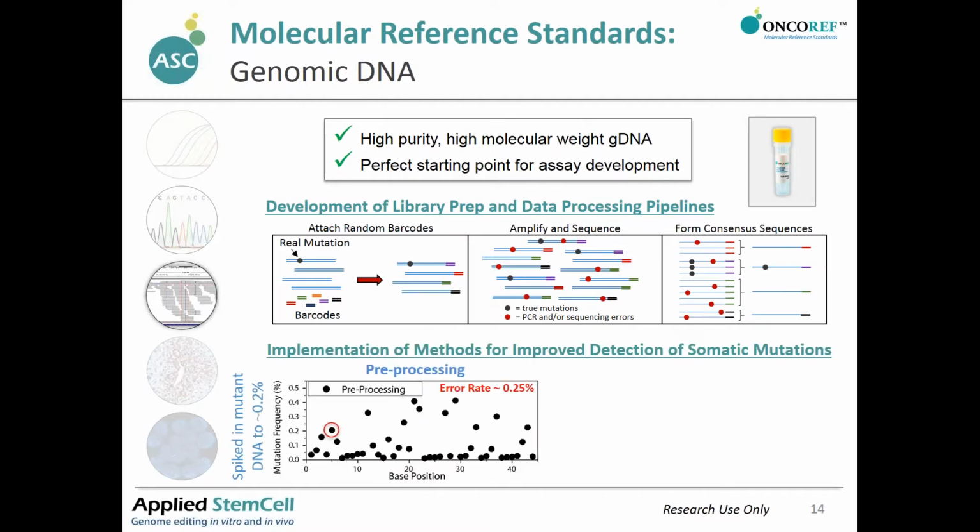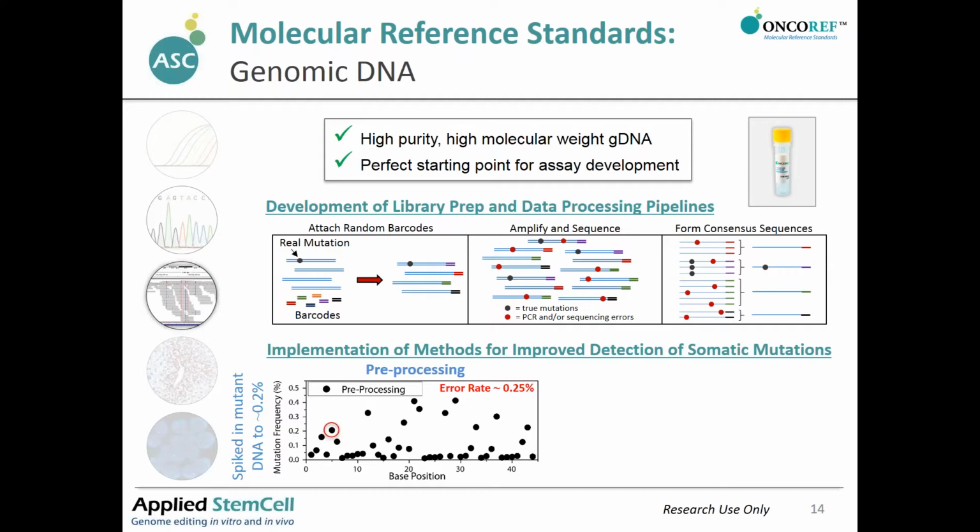So this particular researcher spiked in mutant DNA to approximately 0.2% within a wild-type DNA background. And here is just showing the raw sequencing data of the region that they were interested in. So here what you're looking at is the observed mutation frequency as a function of base position within the gene. And in red, we've circled the mutation that was spiked in at approximately 0.2% within the sample.